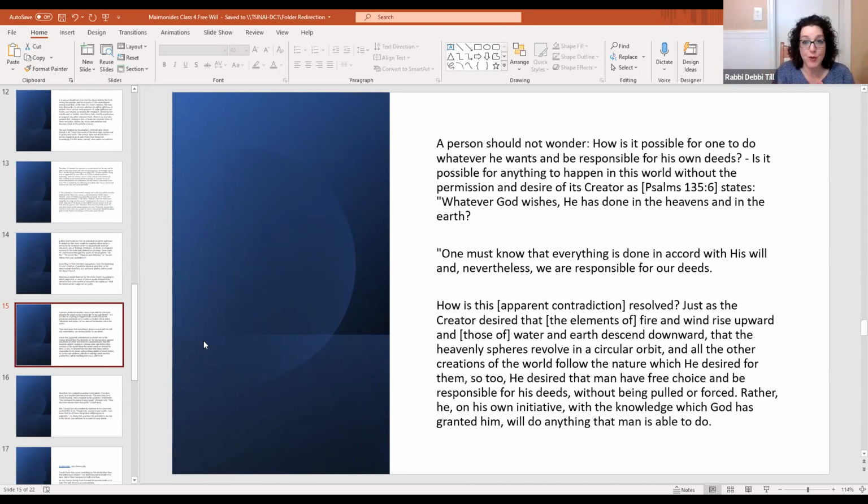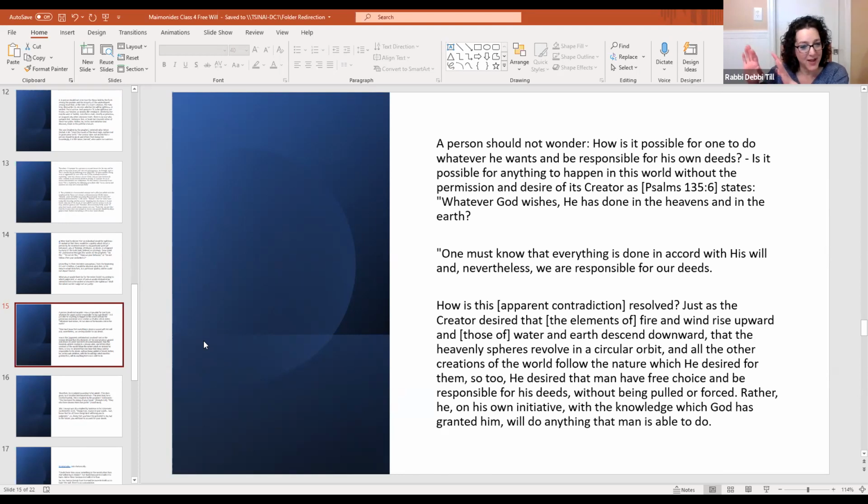So a person should not wonder how it is possible for one to do whatever he wants and be responsible for his own deeds. That goes to your point, right? Is it possible for anything to happen in this world without the permission and desire of its creator, as Psalms states, "Whatever God wishes is done in the heavens and in the earth." One must know that everything is done in accord with God's will, and nevertheless, weird words to put together, right? And nevertheless, we are responsible for our deeds.